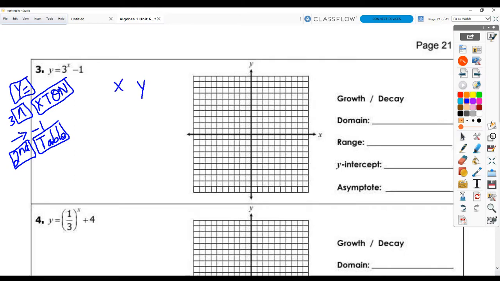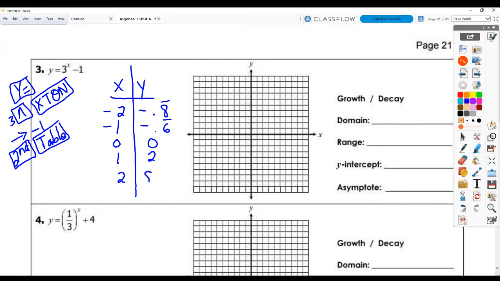And then from our table, we're going to do a few points to the left of the axes, a few points to the right. And we have -2, -0.8 repeating, -1, -0.6 repeating, 0, 0, 1, 2, and 2, 8.